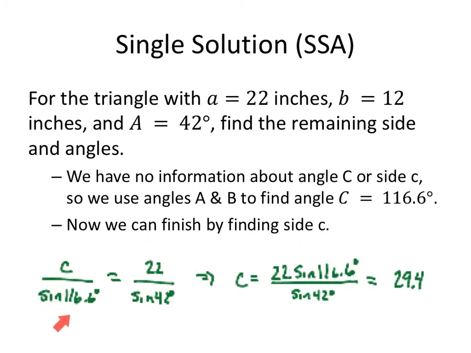C over the sine of 116.6 degrees is 22 over the sine of 42. Multiply both sides by the sine of 116.6 degrees, and that will give us 29.4 inches as the length of side C.